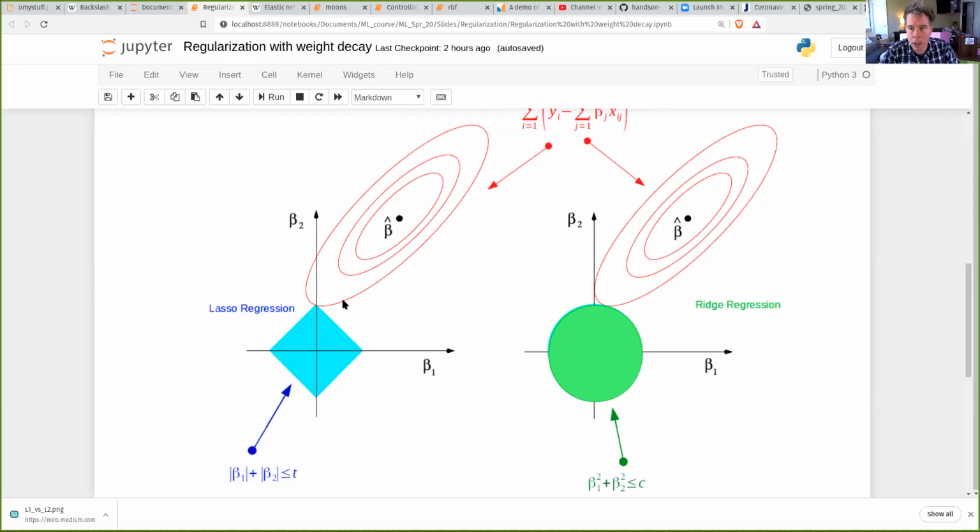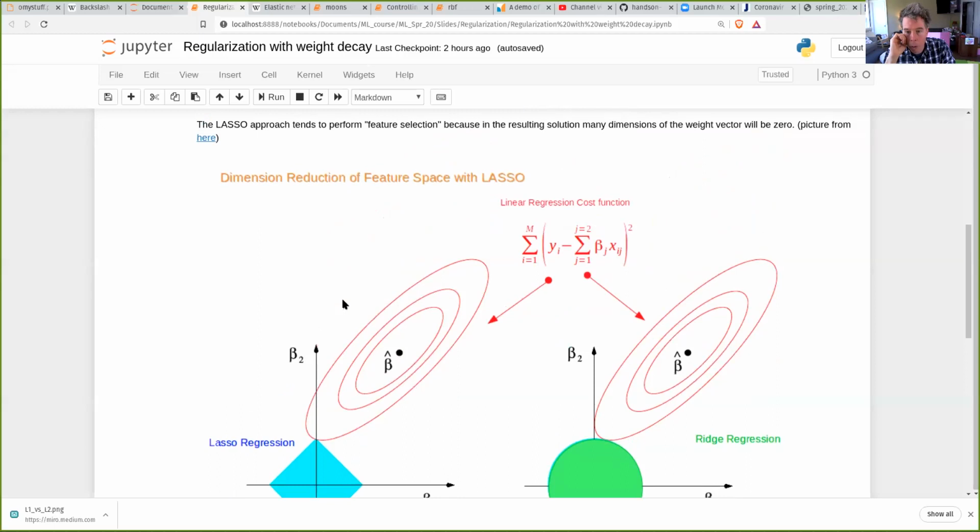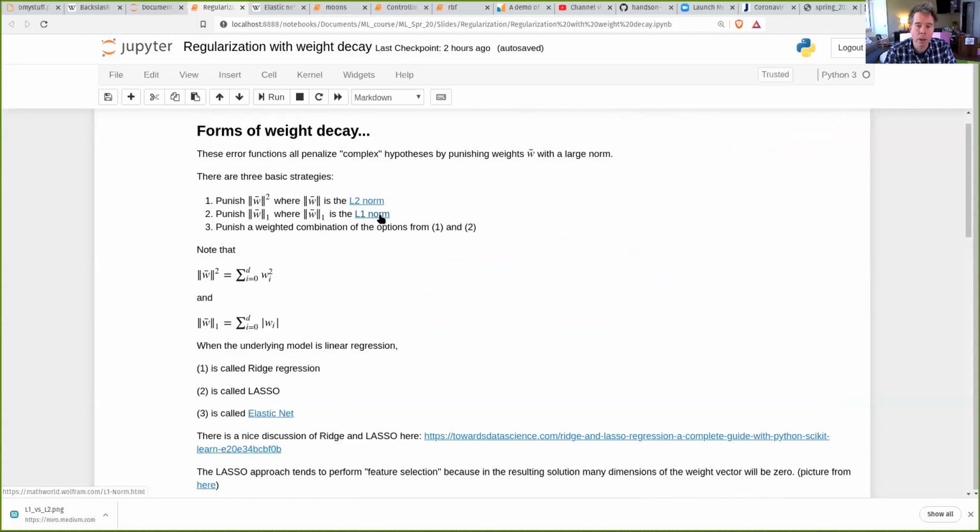In three dimensions, you would have a cube instead of a square, and in higher dimensions still, you would have hypercubes. But still, the optimum is going to tend to be on a vertex of the hypercube, where a lot of the parameters are going to be zeroed out. So regression with the L1 penalty is useful for what's called feature selection, because it tends to force certain features to have a value of zero, and the ones that are left with non-zero values at the end of this process are the important ones. So that can be interesting.